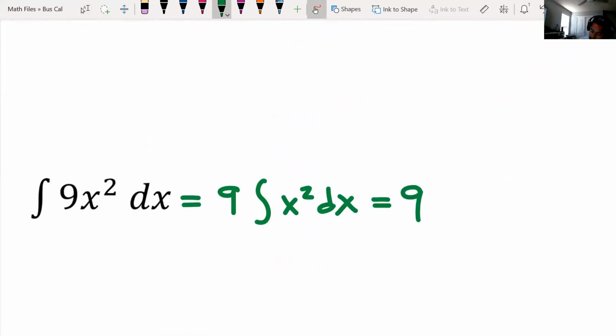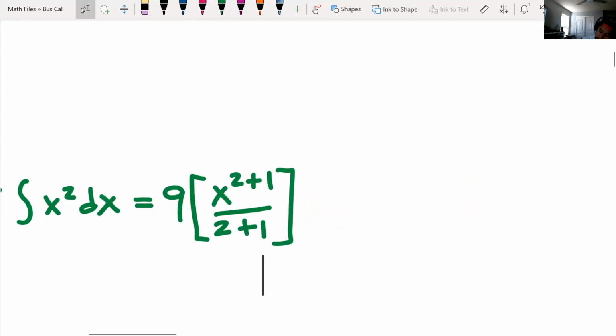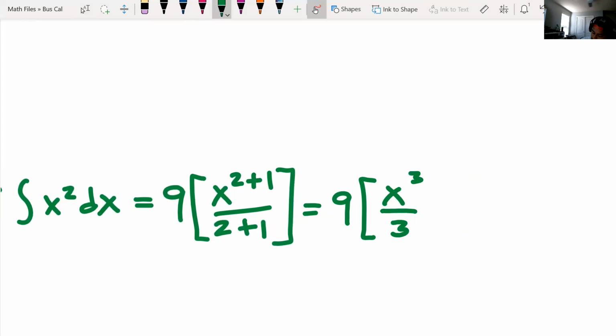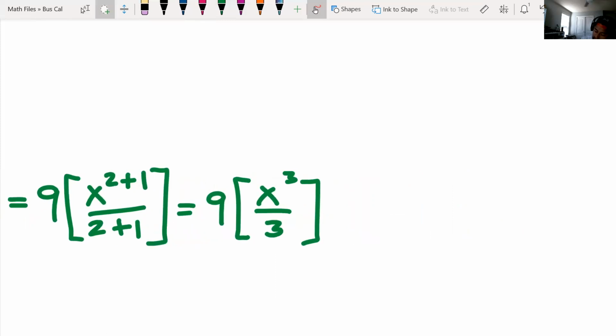So 9 times x to the 2 plus 1 over 2 plus 1. So we add that one back, and we get 9 times x cubed over 3. Simplify, and 9 divided by 3 gives me 3x cubed. Do not forget the c.